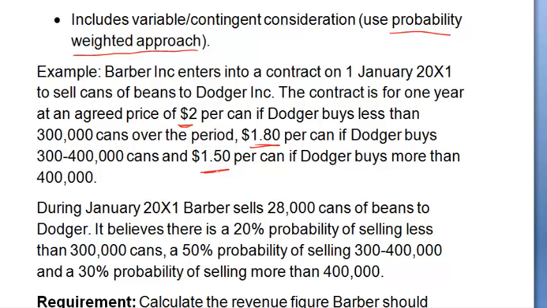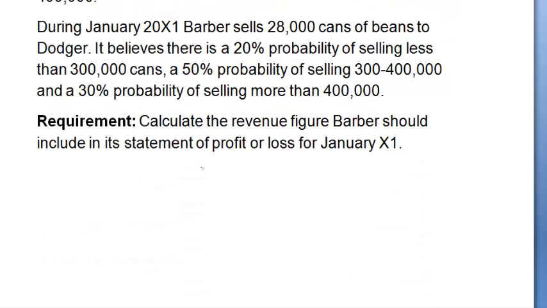Now, at the 1st of January, we don't know how many beans we're going to sell. So we get to the end of January, and we've sold 28,000. That still doesn't tell me whether I'm going to sell under 300,000, 300,000 to 400,000, or over 400,000. It's simple guesswork. So what we do as managers, we try to work out an estimate.